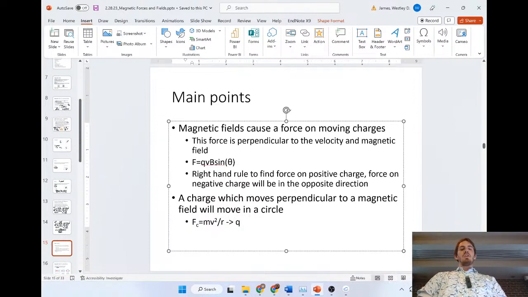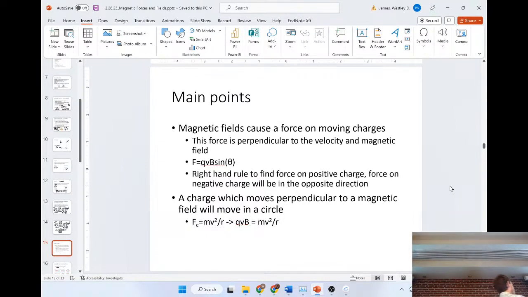Therefore, qvB, the force on a moving charge, is perpendicular, so the sine of theta ends up being 1, equals mv squared over r. You can set these two equal to each other, and that lets you find all sorts of interesting things. You can find the radius, if you know the other variables, and you can find the charge, the mass, all these different things using this equation. So, that was a quick recap of basically everything. I didn't have a main point slide last time, so I just wanted to generate that real quick with you all together.